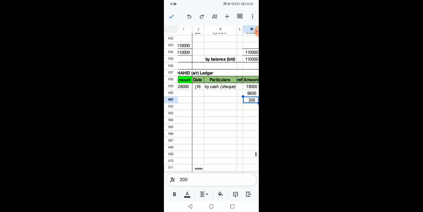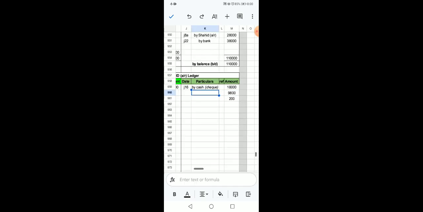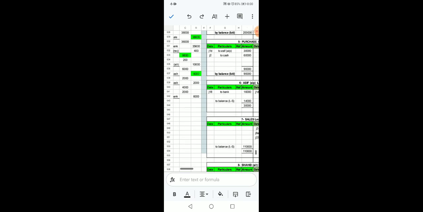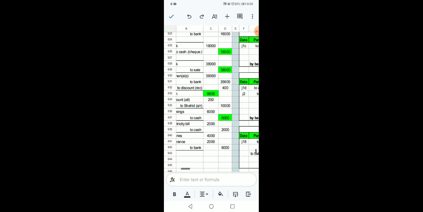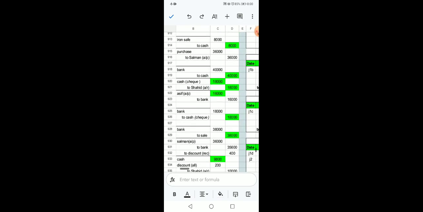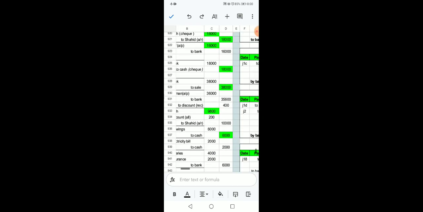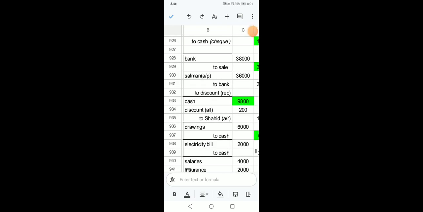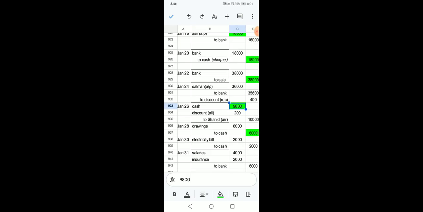So we have gone to Shahid's ledger. We have chosen the credit side and posted 10,000, but that 10,000 is divided into two parts because of two references. Let's see what the reference of 9,800 is. Here you can see 9,800. Okay, Shahid 9,800, where are you? So here was 9,800 as it was marked already, so it was just missing.